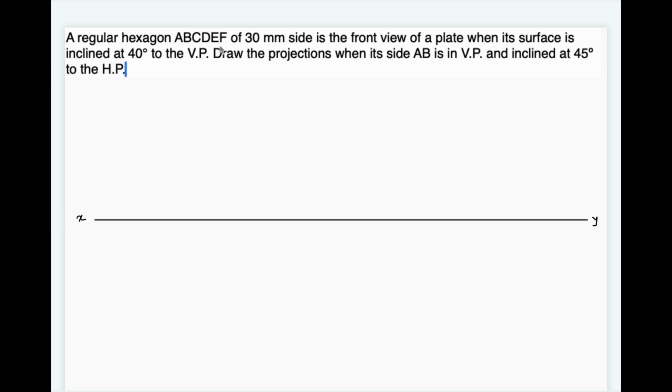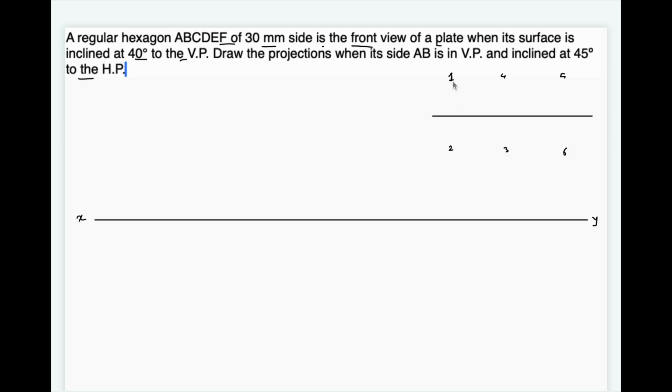A regular hexagon ABCDEF of 30 mm side is the front view of a plate when its surface is inclined to VP at 40 degree. Draw the projection when its side AB is in VP and inclined at 45 degree to HP. Okay, now if you read this example carefully, this is basically step number 1, step number 2, step number 3, step number 4, 5 and step number 6.